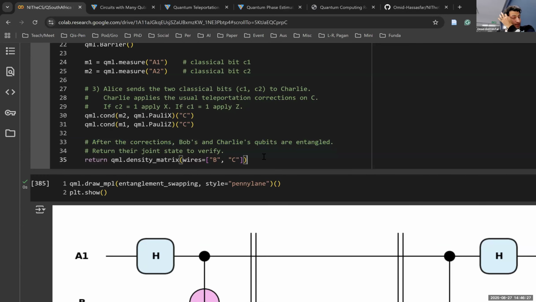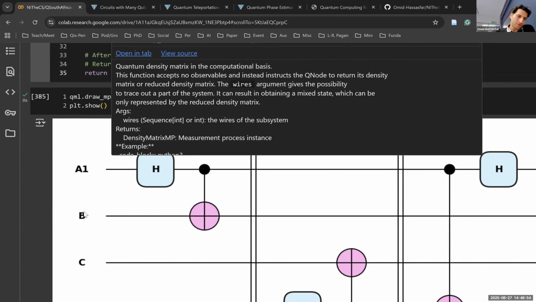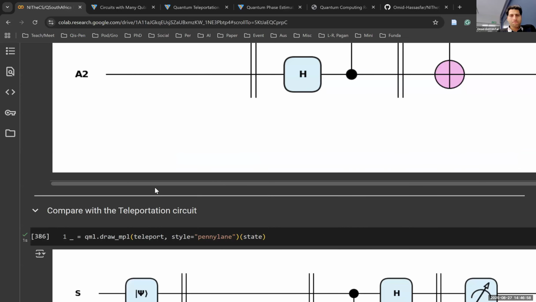First of all, because this is a maximally mixed state and we want a part of the circuit, instead of the state, I use density measures. I think I mentioned this last session as well. Sometimes you need to return a density matrix instead of a vector. And wires B and C, which means this is a density matrix specifically for Bob and Charlie. Okay, and that's the visualization.